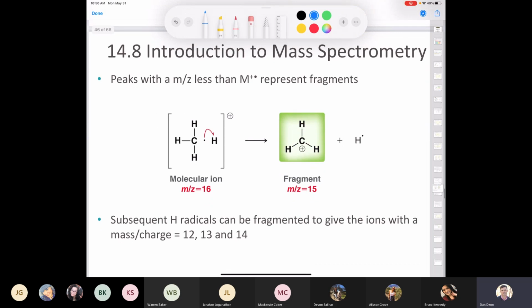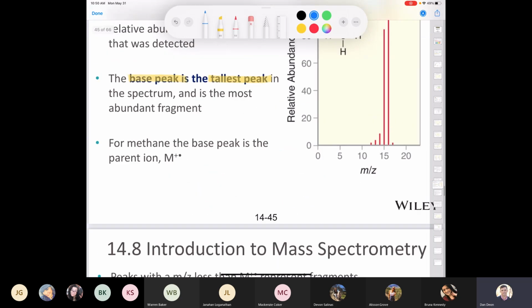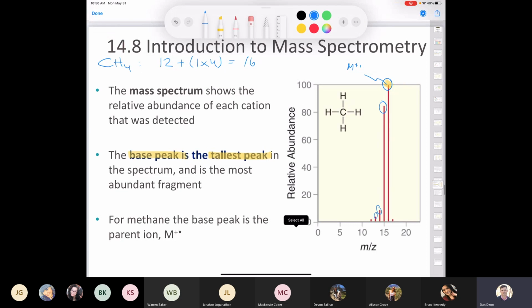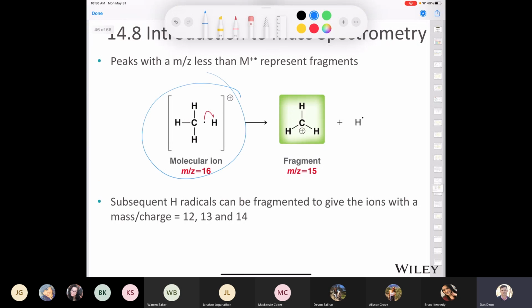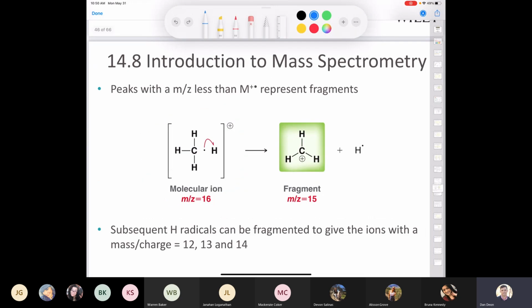Well, what about those peaks at 15 and 14 that we saw back here? This is 15, this is 14, 13, 12. Where did they come from? Well, they must have come from the fragmentation of the parent ion. Here's the radical cation that's formed after methane is hit with that high energy beam of electrons. Why couldn't a hydrogen radical come off of there to form this methyl carbocation? That's going to have a mass of what? You've got one carbon, this is CH3, one carbon that weighs 12, and then you've got 1 times 3. That gives you 15. So this should have a mass over charge of 15.